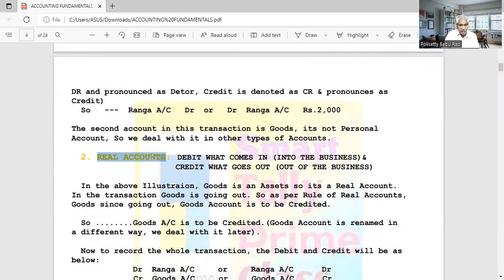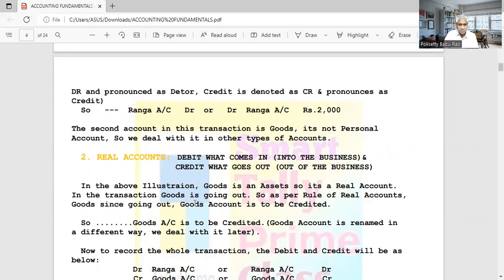Number two is real accounts. Real account means any property or assets. Accounts related to properties or assets are called real accounts. So in this case, any property or asset means what will happen? The asset or property will come into the business, or it may go out of the business. There are two alternatives, just like personal accounts, either giving or receiving. In the case of real accounts, the asset either comes into the business or goes out of the business.